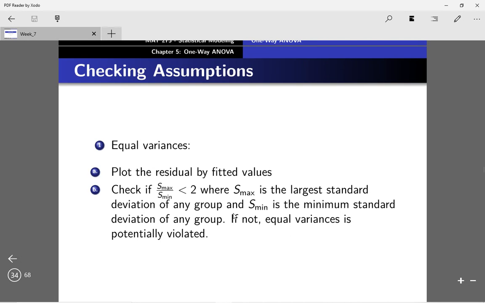And again, that's sort of just a rule of thumb. It's not that if this ratio is 1.99, the assumptions are magically met. This is just a rule of thumb for decision making, for seeing if there's a problem or not in terms of equal variances.